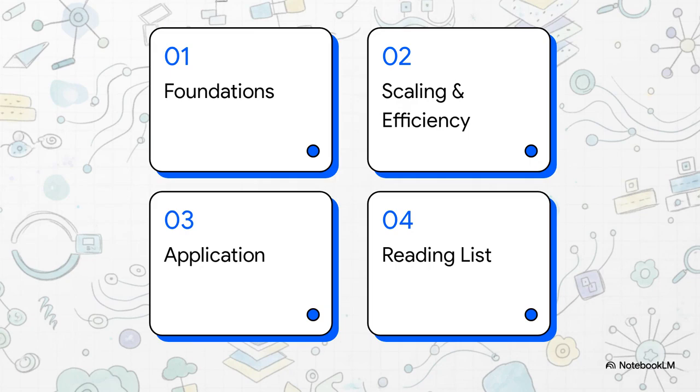So here's our game plan. We've got 4 parts. First, we'll lay the foundations. How do these models even begin to understand our world? Then we'll get into the revolution, the breakthroughs in scaling that made these giant models even possible. After that, we'll look at the application layer. How do we turn these things from cool models into reliable tools? And we'll wrap it all up with a core reading list so you can go even deeper on your own.